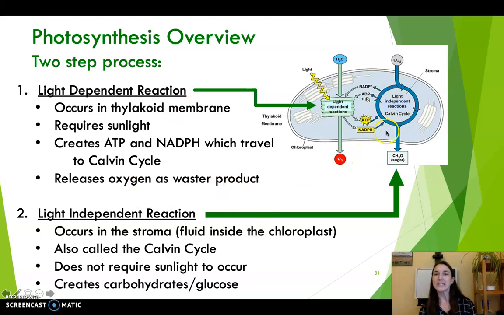So here we are in this empty space in the chloroplast called the stroma. This process does not directly require sunlight, but it does require carbon dioxide from the air, and that carbon will be used to make sugars, carbohydrates.